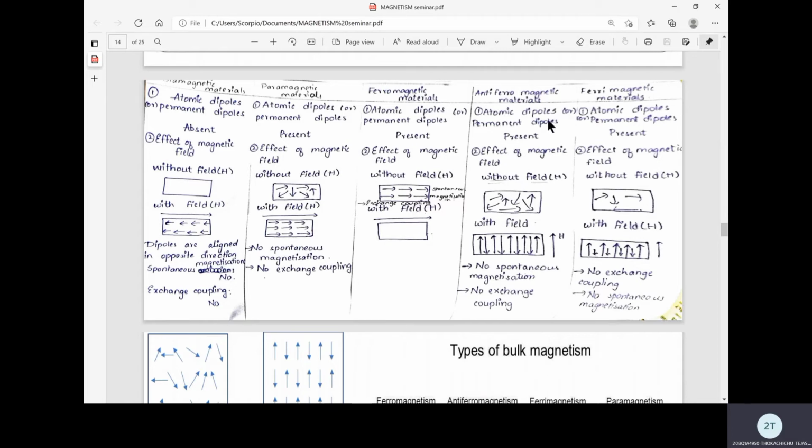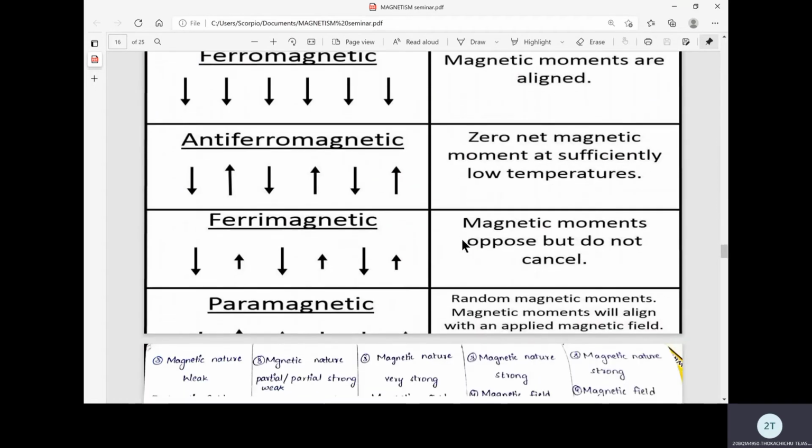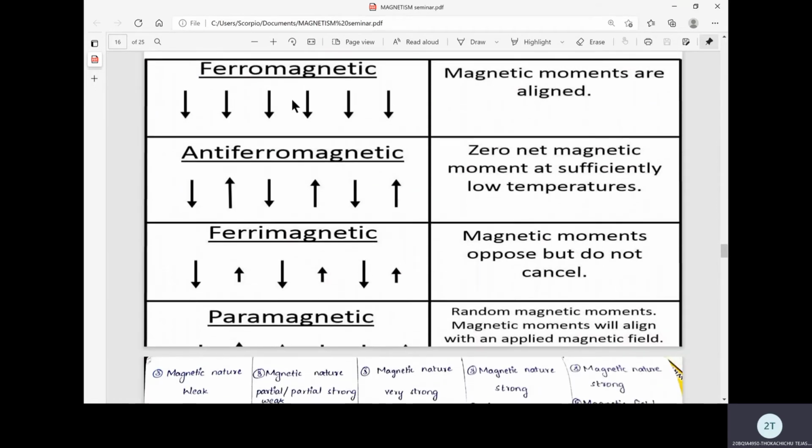In antiferromagnetic materials, there is also no exchange coupling and no spontaneous magnetization. Now, this can be summed up as: on the application of a magnetic field, in the ferromagnetic materials, magnetic moments are aligned. In antiferromagnetic materials, there is zero net magnetic moment at sufficiently low temperatures, because, since they are opposite spins, they cancel each other.